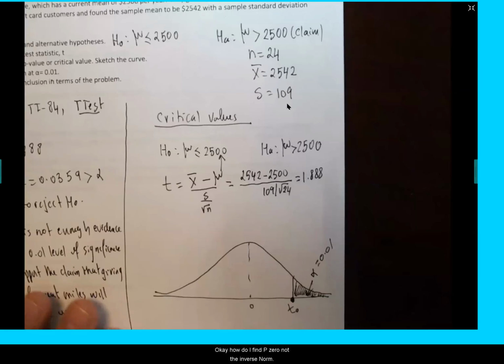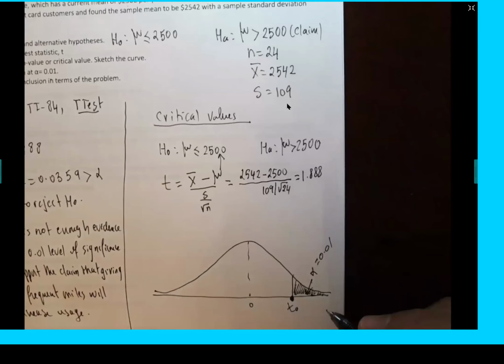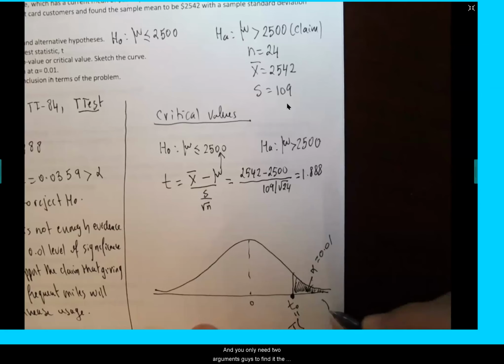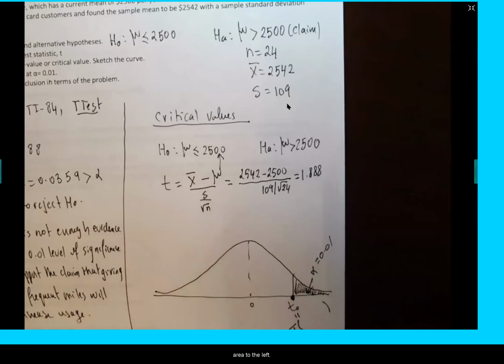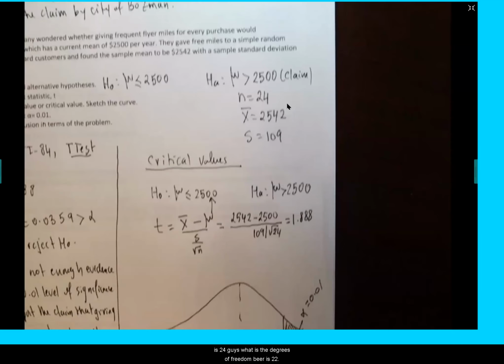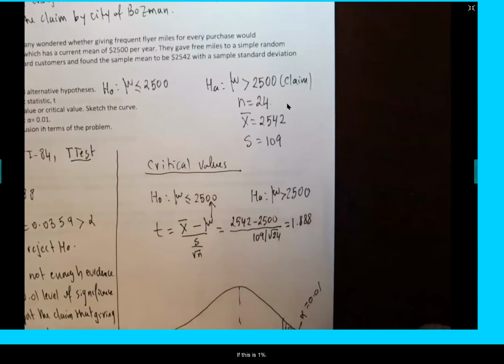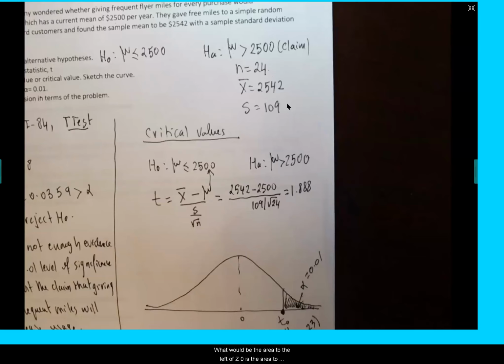They call it T0 in your book because it's a t. Okay, how do I find T0? Not inverse norm. There are two ways to find it. Using technology, you use inverse T. And you only need two arguments, guys, to find it: the area to the left, and the degrees of freedom. If n is 24, the degrees of freedom here is 23. Now, if this is 1%, what would be the area to the left of T0? If the area to the right is 1%, it will be 0.99.